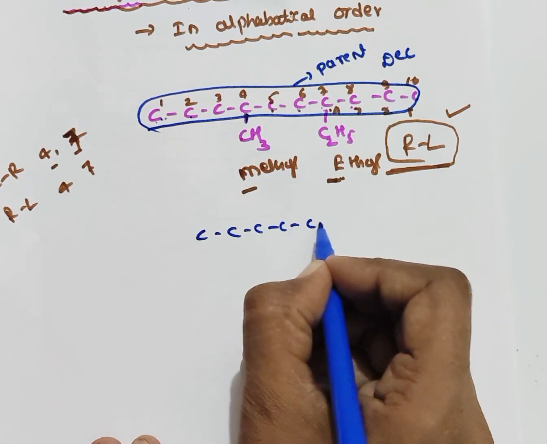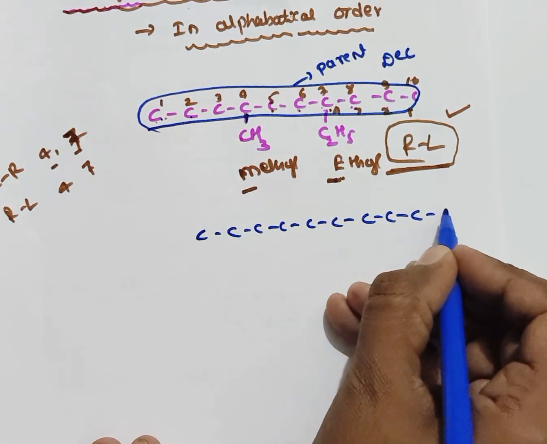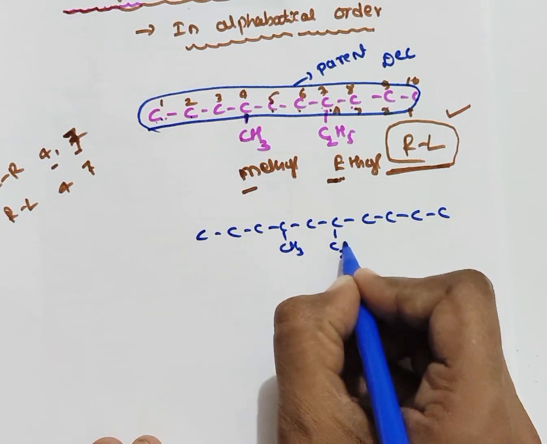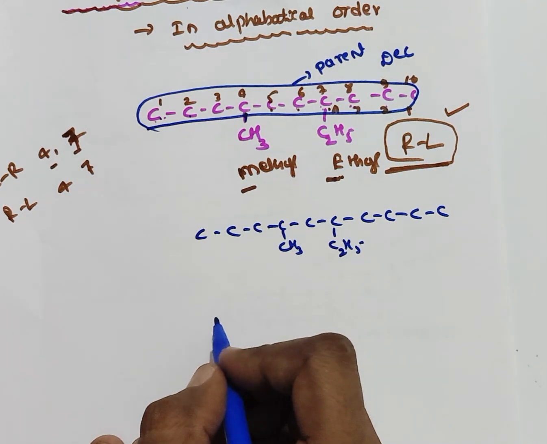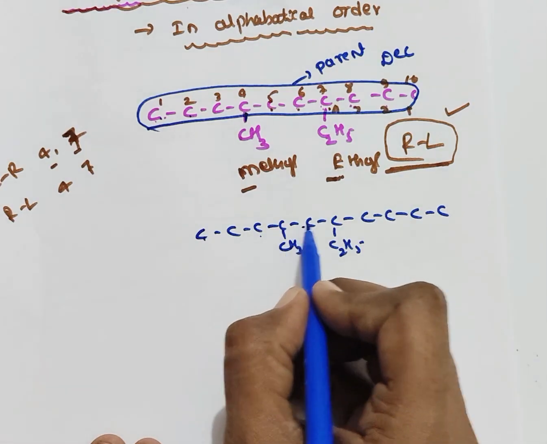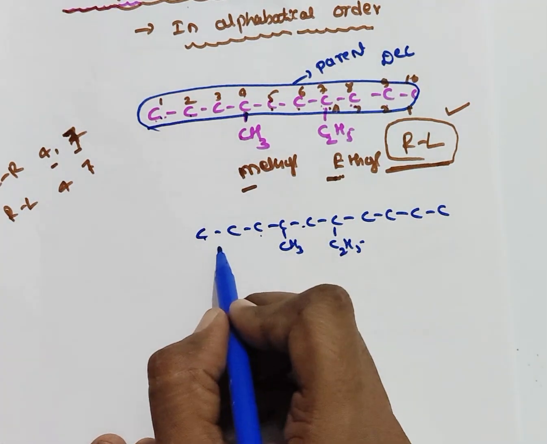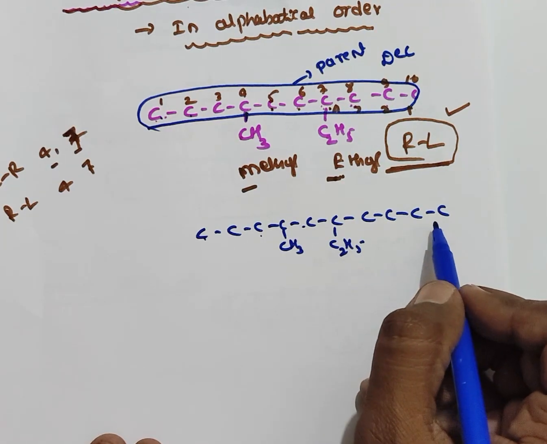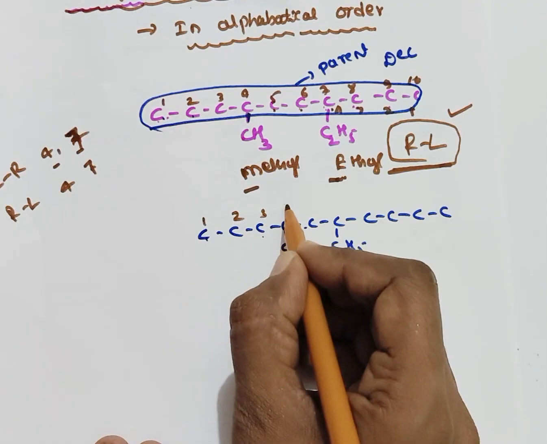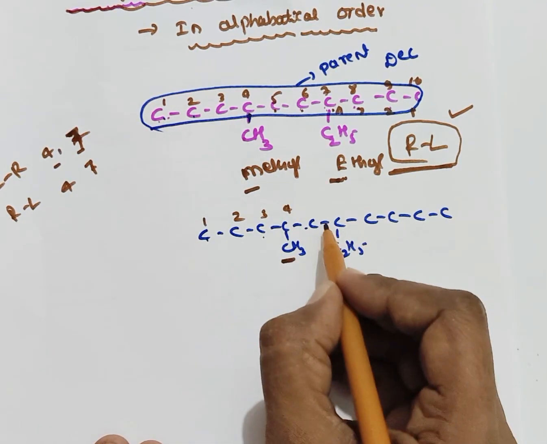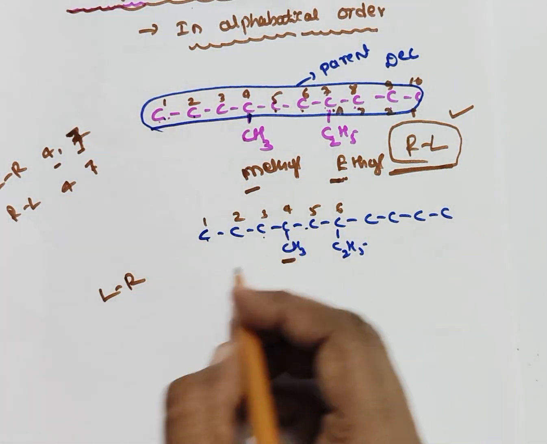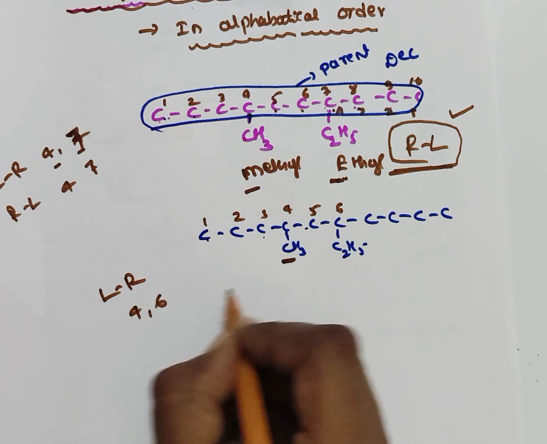1, 2, 3, 4, 5, 6, 7, 8, 9, 10. One more. Here methyl CH3 is attached, and here C2H5. If the compound is like this, what is the first rule? Select the longest chain. 1 to 10, the straight chain is the longest chain, no doubt at all. Then number the carbon atoms: 1, 2, 3, 4. For the fourth carbon, a substituent is there. 5, 6. Numbering from left to right, the locants are 4, 6.